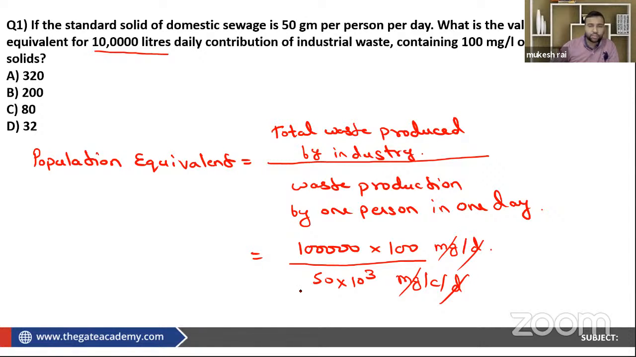Now just solve it. You will get the answer, which equals 200 capita. So that is the population equivalent. It means that the industry will produce that much waste which is produced by 200 persons. So that is the population equivalent here. So B is the correct answer for this question. Correct?